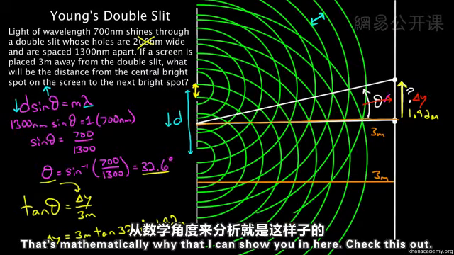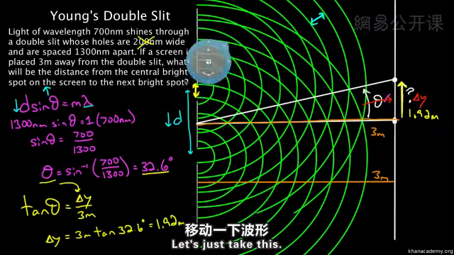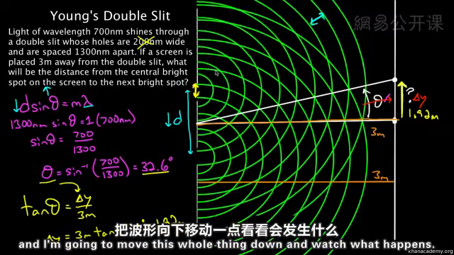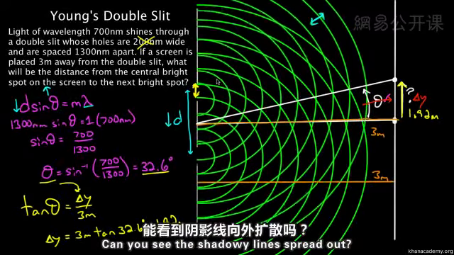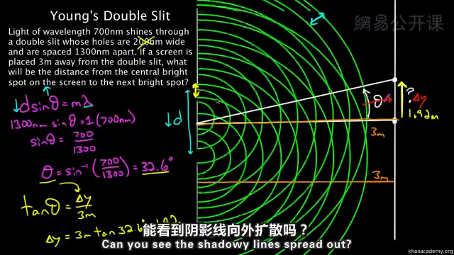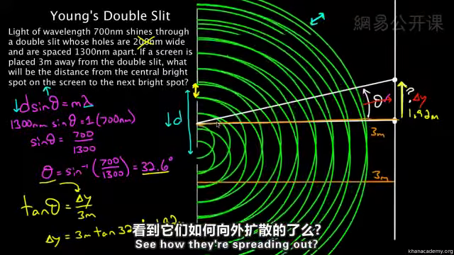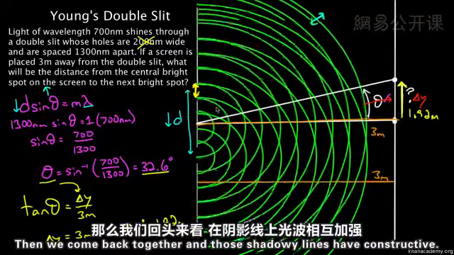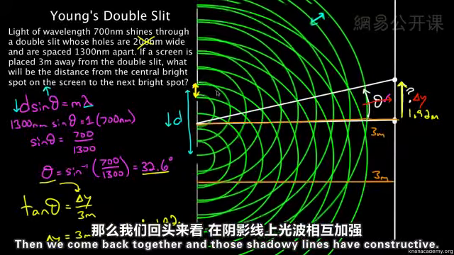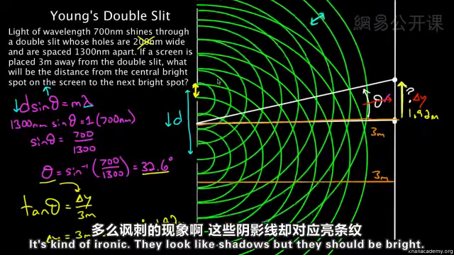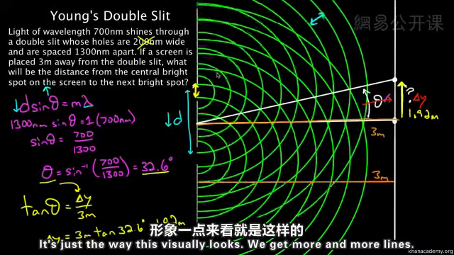Check this out. Let's take this here, and I'm going to move this whole thing down and watch what happens. Can you see the shadowy lines spread out? See how they're spreading out? And then we come back together, and those shadowy lines of constructive interference, it's kind of ironic. They look like shadows, but they should be bright. It's just the way this visually looks.